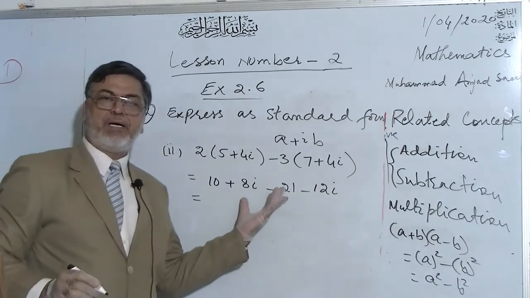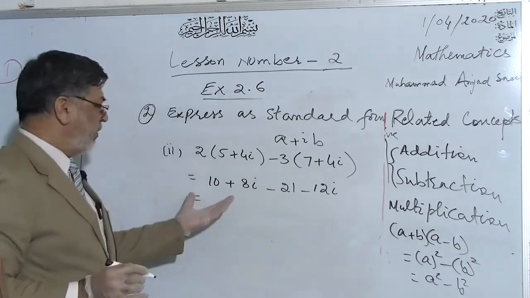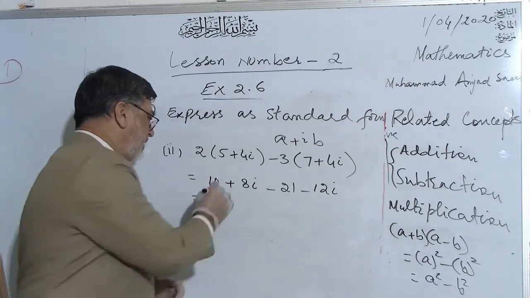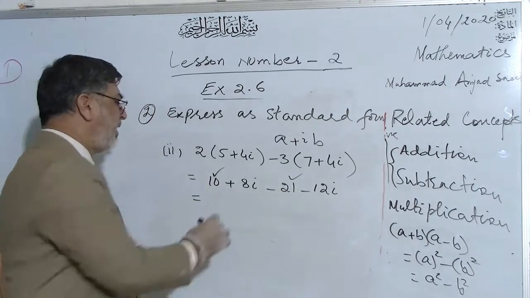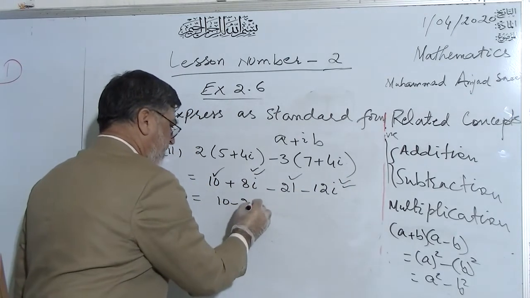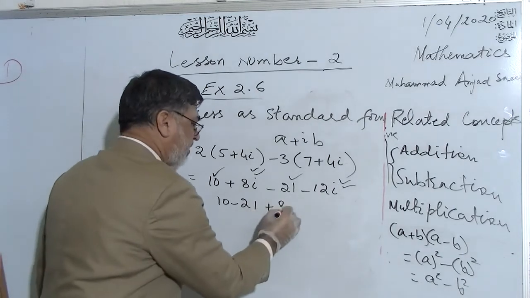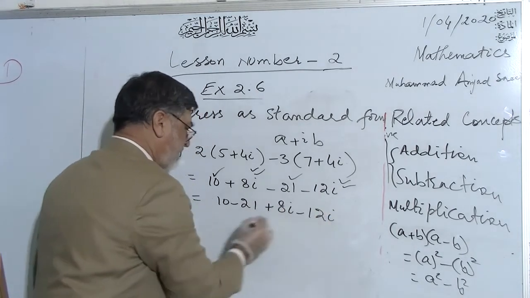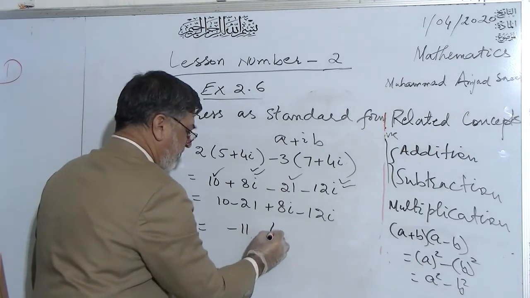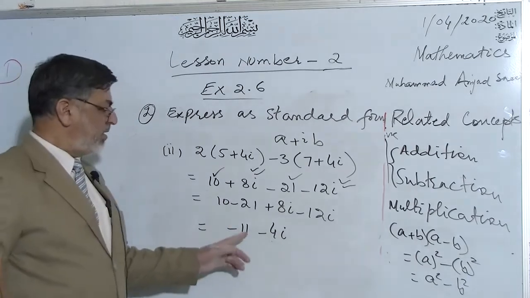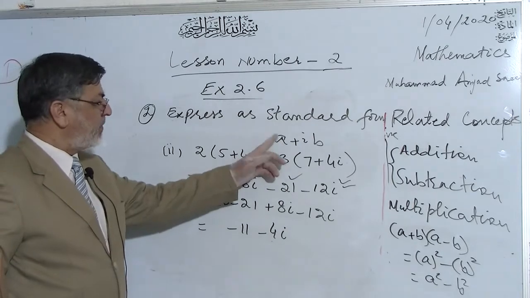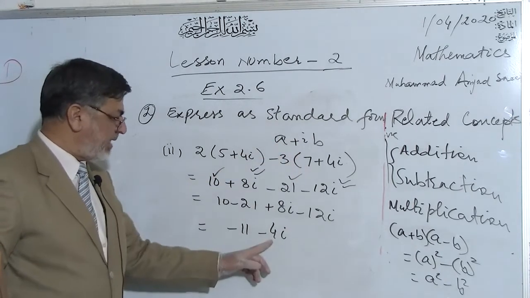Again, the same as part number 1, you can write down like terms side by side, real with real and imaginary with imaginary. 10 minus 21 plus 8 iota minus 12 iota, that is minus 11 and minus 4 iota. Now you got your answer. The first part is real and the second part is imaginary.